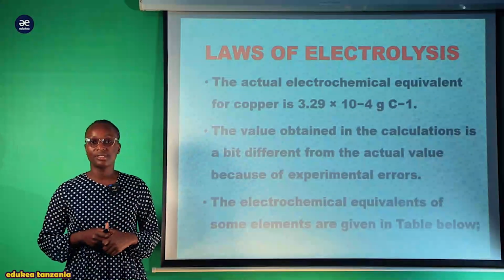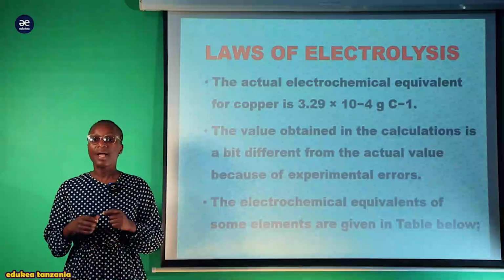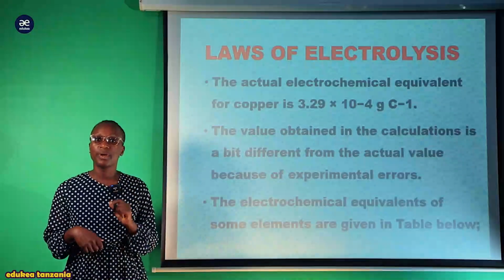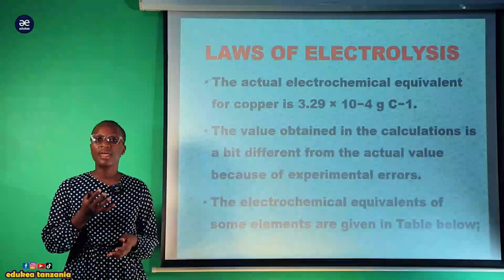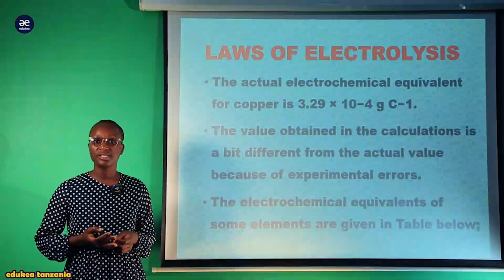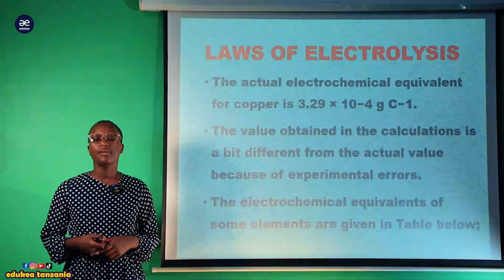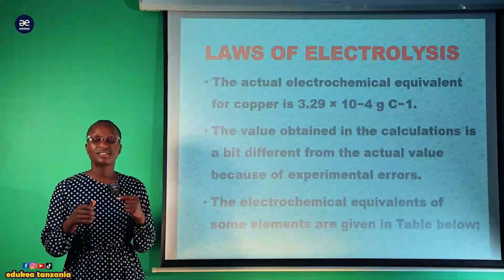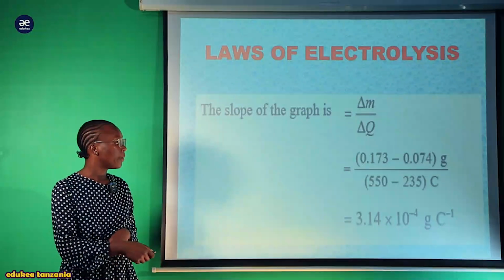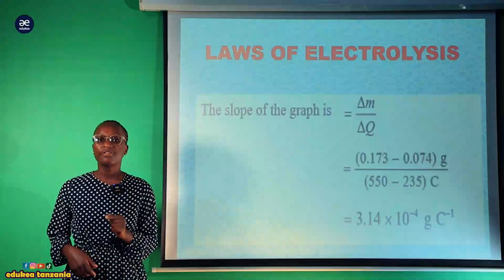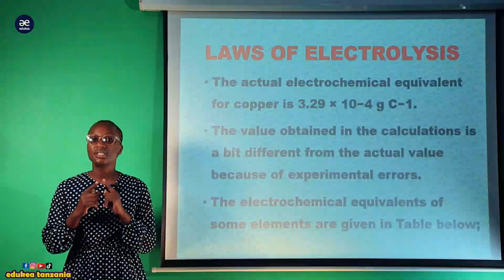So why is there a difference? Simply kwa sababu this is the actual value, but you can see that one is experimental. It is from experimental data. So there are errors. Maybe error during reading the instrument, wakati wa kunotice the number, wakati wa collect data, there are some errors made there. So because it is experimental, ndo maana obvious tumekuja kupata this value 3.14 times 10 power negative 4. But the actual value is known as 3.29.